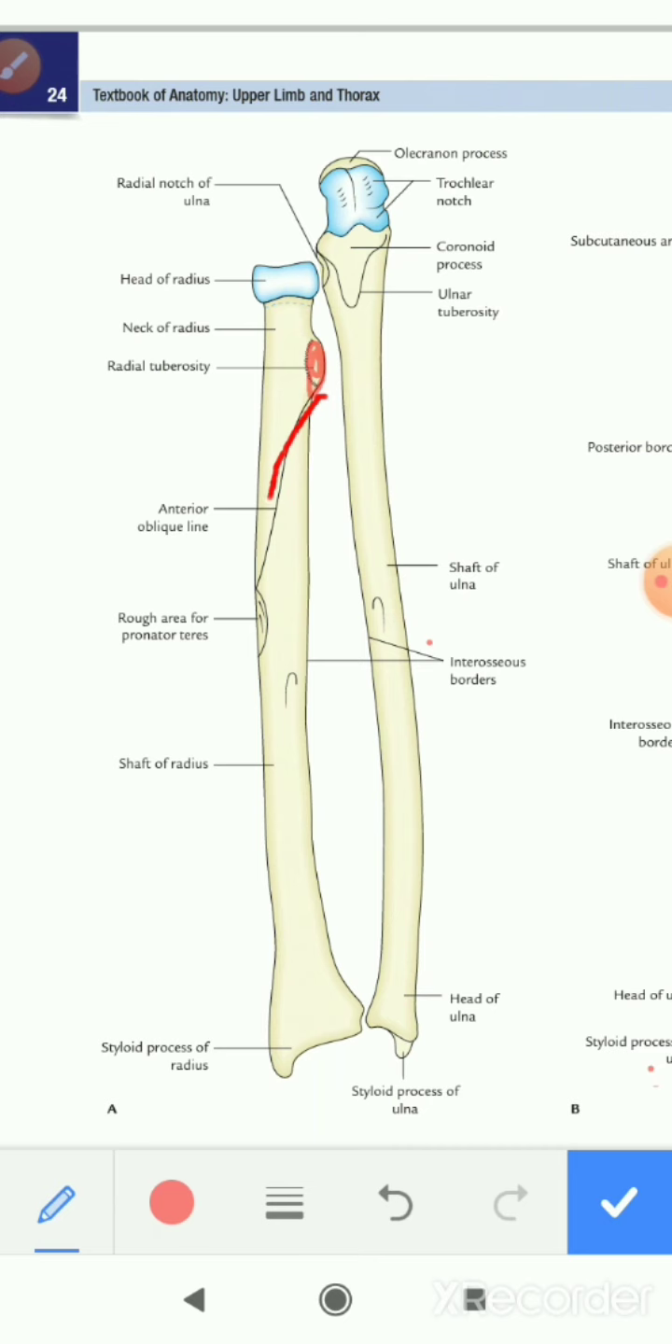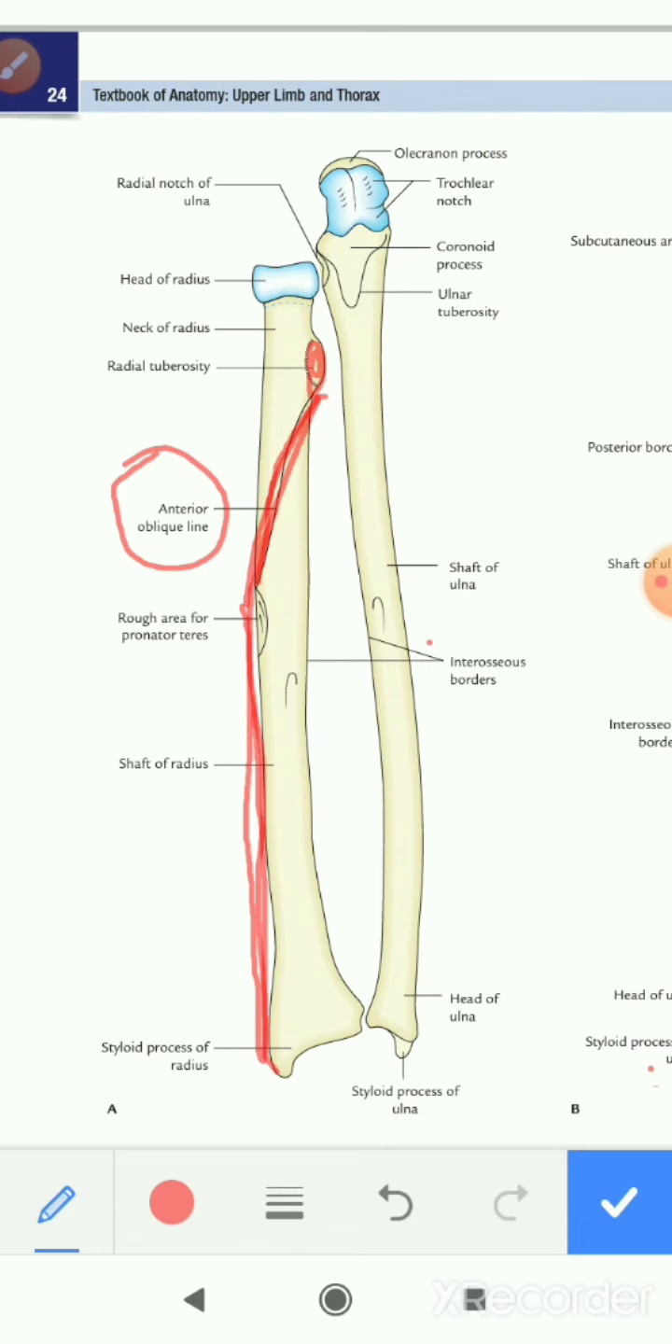Then it goes downward and laterally, then it ends at the styloid process. So this is the anterior border. Okay, and its upper part is oblique. You can see the upper part of the anterior border is oblique and the lower part is vertical. The upper oblique part is called the anterior oblique line, and this anterior oblique line gives attachment to the flexor digitorum superficialis muscle.